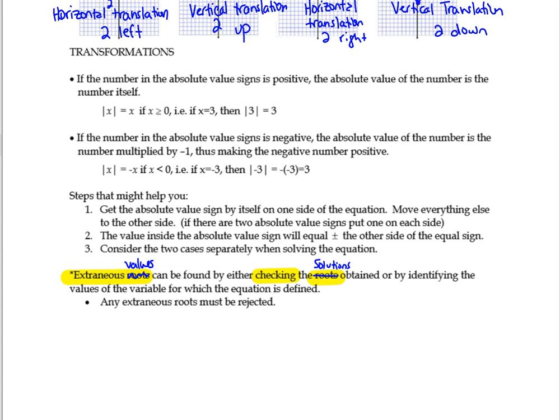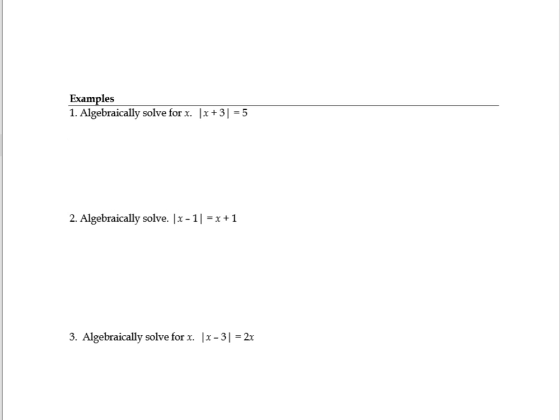Just like with radicals, we have to do a check to see if things are extraneous. Extraneous means that algebraically it worked out and gave you a solution, but when you check it, it doesn't actually work. Remember that? So we always reject anything extraneous. If I'm asking you to algebraically solve an absolute value equation, you have to check to get full credit. Even if I don't ask you to check, you have to check, always. Otherwise you're going to lose marks.